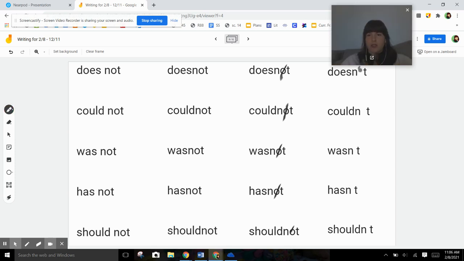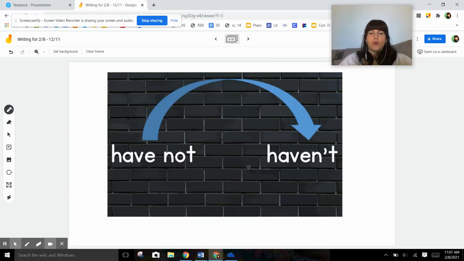So does not goes to doesn't. Could not goes to couldn't. Was not goes to wasn't. Has not goes to hasn't, and should not goes to shouldn't, all right? So the words that we're going to be working on today, and that you're going to be typing sentences for, adding apostrophes, answering questions, are the words have not turning into haven't.